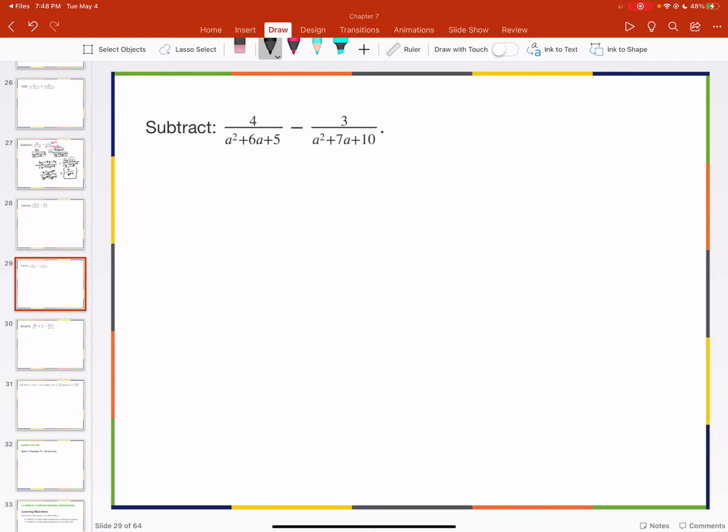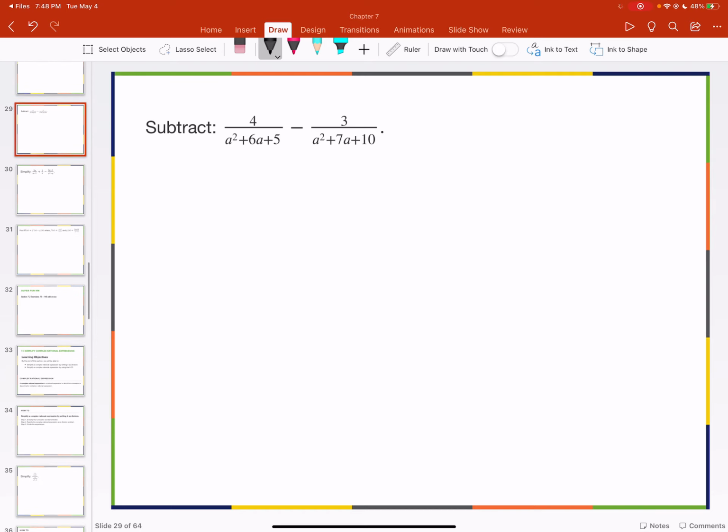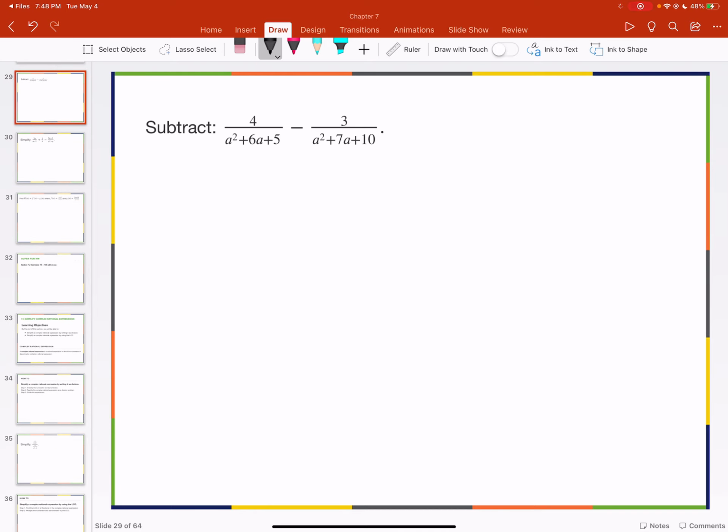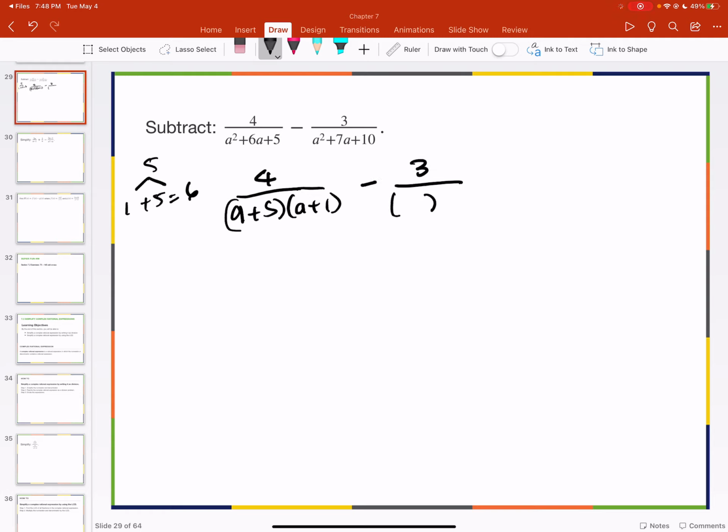Okay, let's do another example here. So we have 4 over, and I'm going to factor this, just to save space, (a plus 5)(a plus 1). And how did I find those numbers? Remember, factors of 5 that combine become the middle. Okay, and then minus 3 over, and then the factors of 10 that combine to become 7 is (a plus 5)(a plus 2). It's 5 and 2. I don't know why I wrote a y here. Sorry about that. This is an a.